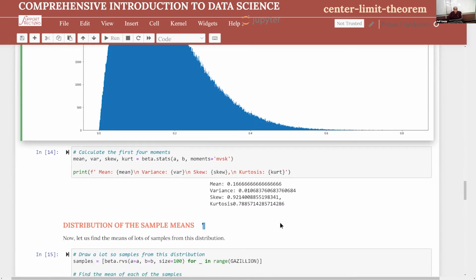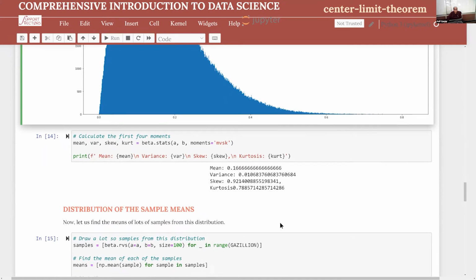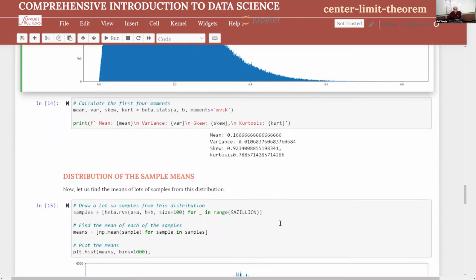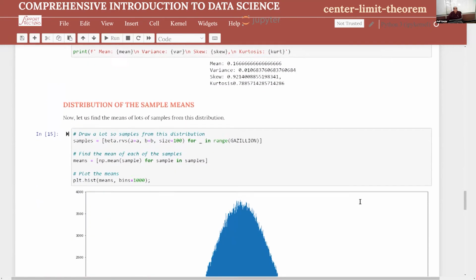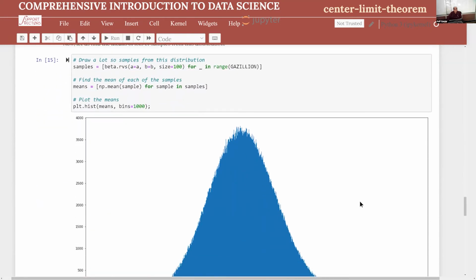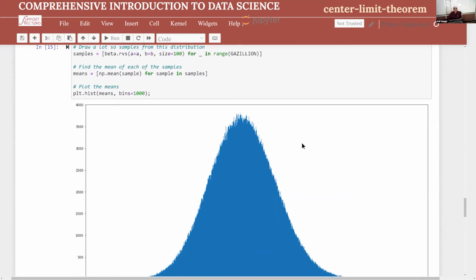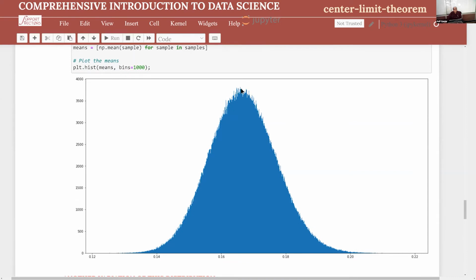Let us now look at this distribution of the sample means. We do exactly the same code. Right? We go and draw a lot of samples from this distribution, a gazillion samples, and we repeat the same code. And what do you notice? If you were to look at the mean, what would you guess the mean to be approximately? Between 0.16 and 0.18.